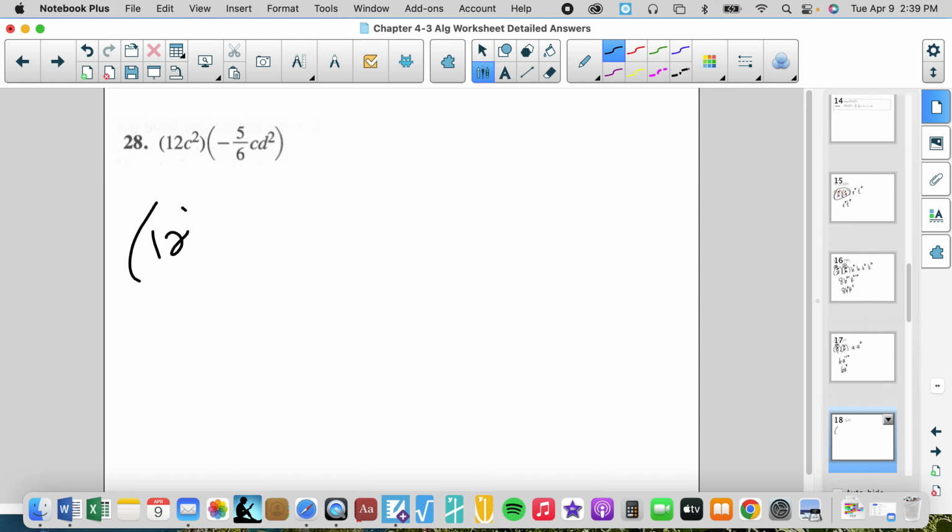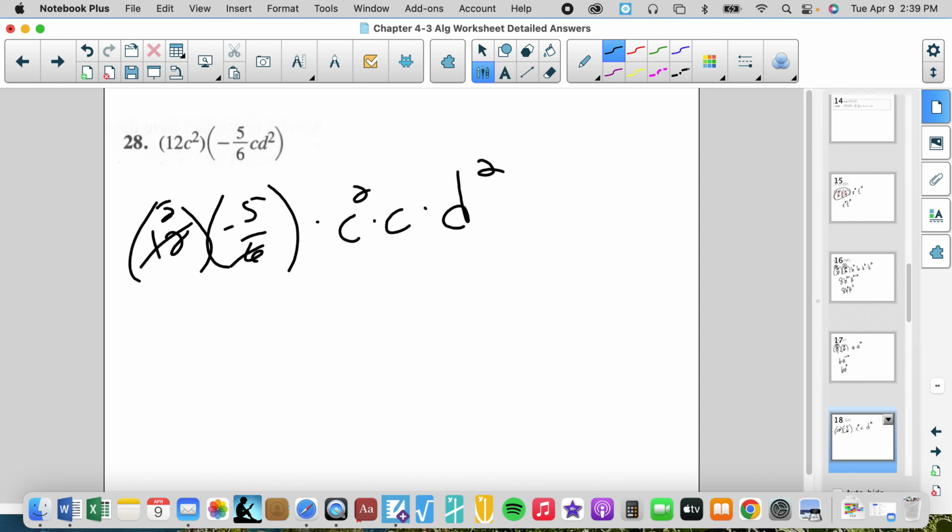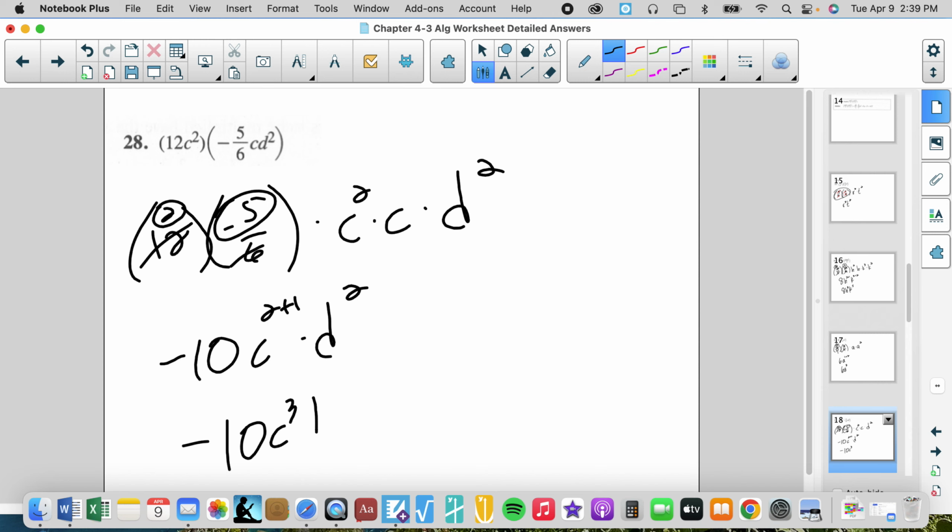We have 12 times negative 5/6 times c squared times c times d squared. This 6 in the denominator is going to cancel with the 12 in the numerator. 2 times negative 5 is negative 10. C to the second plus 1 times d to the second. That doesn't have a partner. Negative 10 c to the third d squared.